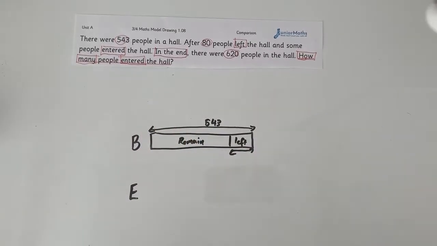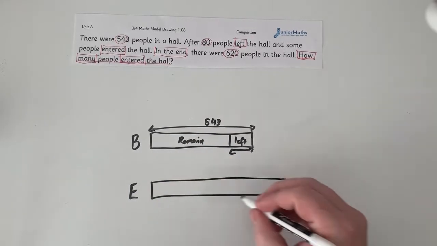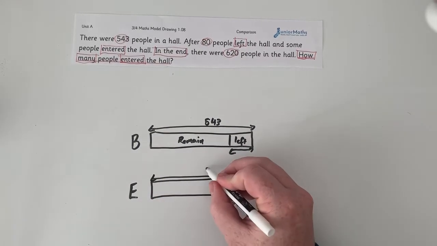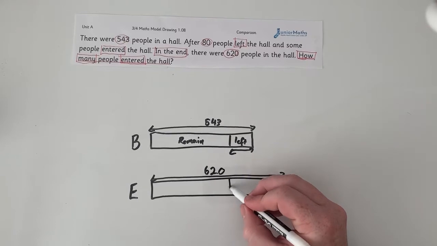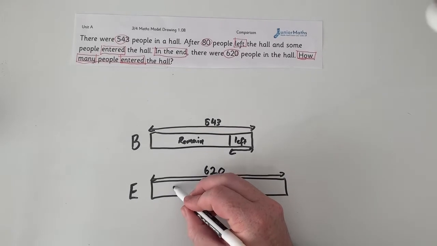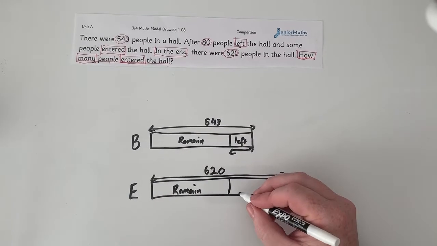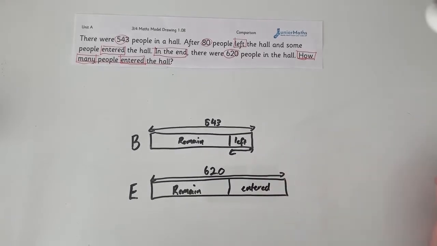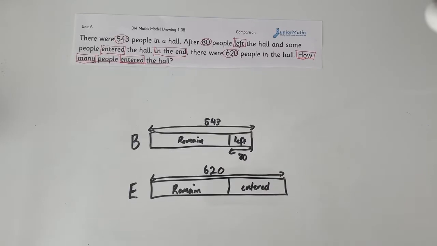Now, in the end, there were 620 people in the hall. So again, in the end, probably drawn that a little bit too long. In the end, 620 people were there. There was a group that remained, which is exactly the same number as here. And there is the group that entered. Okay, so we know that the number that left was 80. So now is where we need to do the calculations.